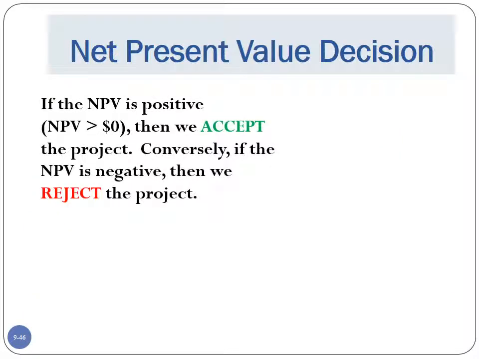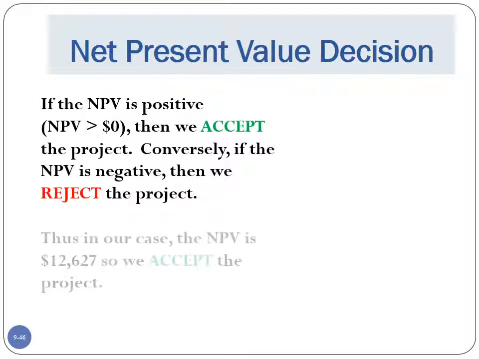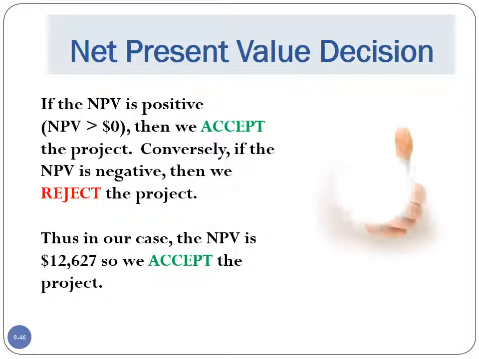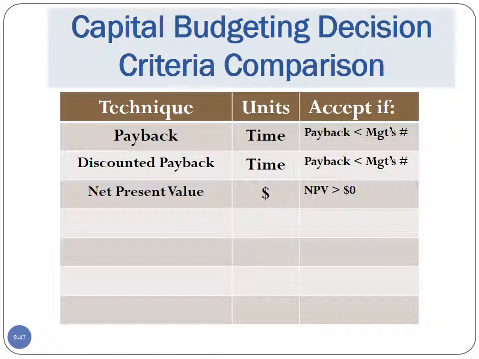So if the net present value is positive, greater than 0, then we accept the project. Conversely, if the net present value is negative, then we reject the project. And thus, in our case, the net present value is 12,627, so we accept the project. So our net present value technique looks at the units of dollars, and we accept if the net present value is greater than 0.